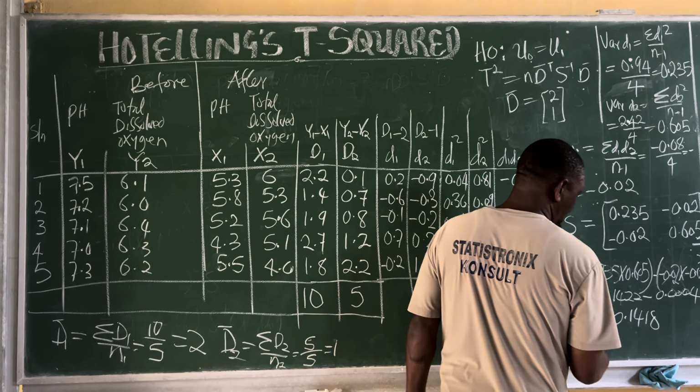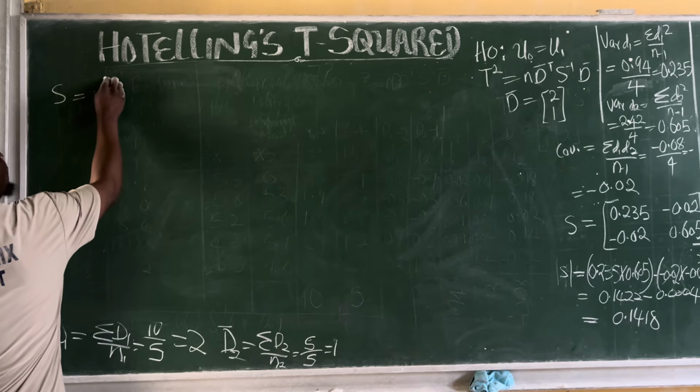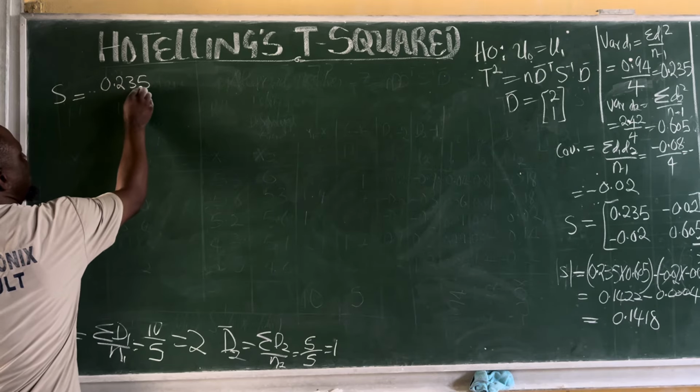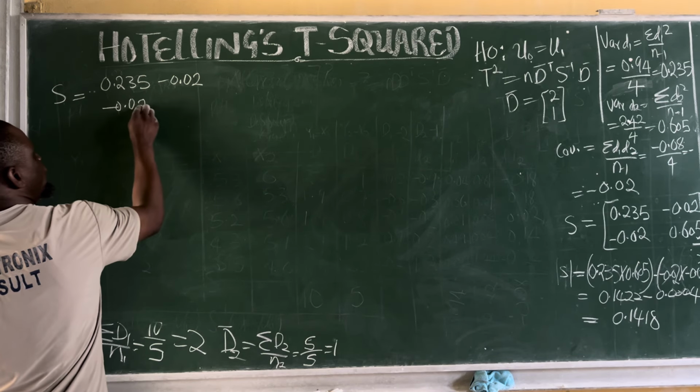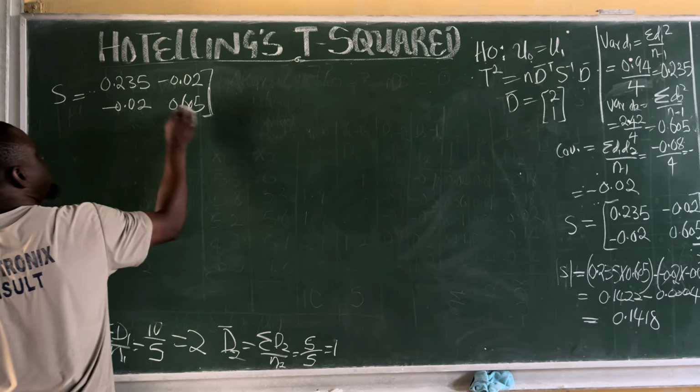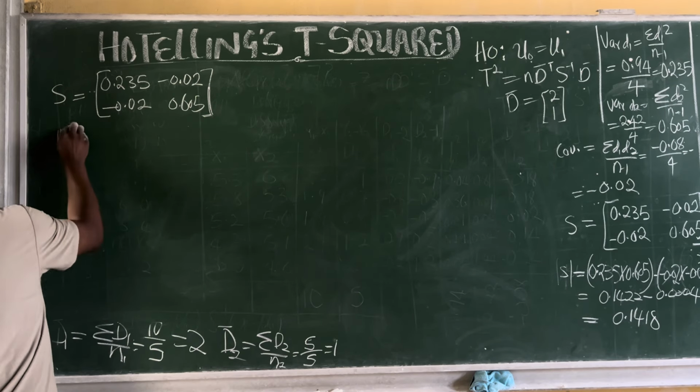Okay, so we are going to clean this other side. All right. Our matrix S is equal to, we have 0.235, minus 0.02, minus 0.02 and 0.605. Now to get the minor of this matrix, let me write it this way.